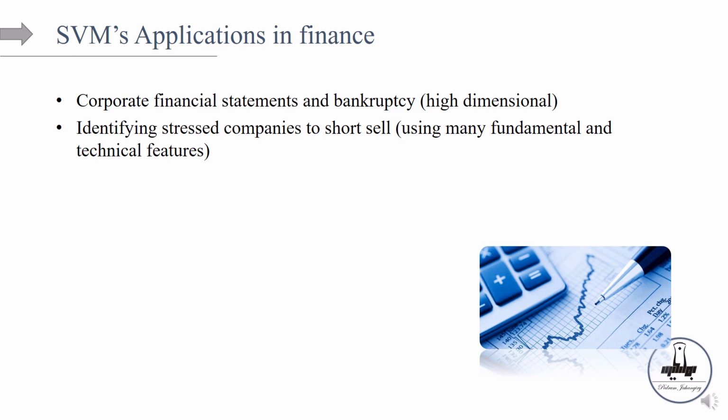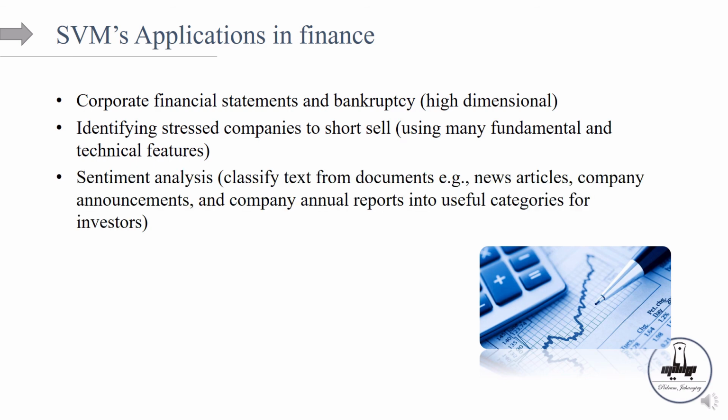And SVM can generate a binary classification using many fundamental and technical features, right? So the next application is sentiment analysis. We know that SVMs can handle very high dimensional data, and they're powerful in classifying text from documents, right? For example, news articles, company announcements, and company annual reports into useful categories for investors. So even though today neural networks have somewhat completely replaced SVMs because they're more powerful, SVMs used to be applied for this kind of analysis as well, sentiment analysis.